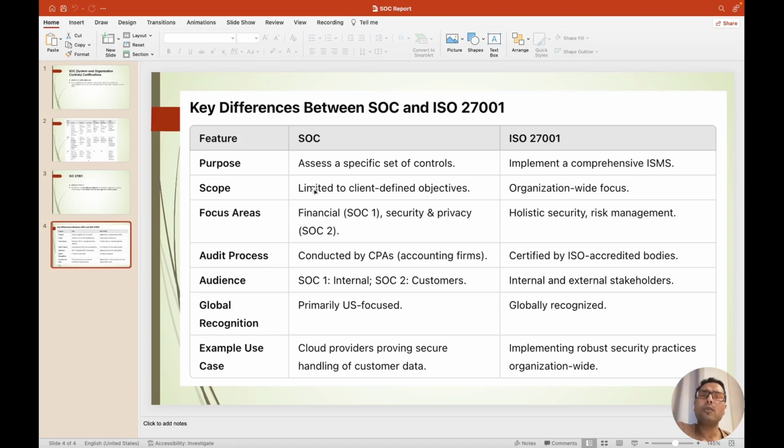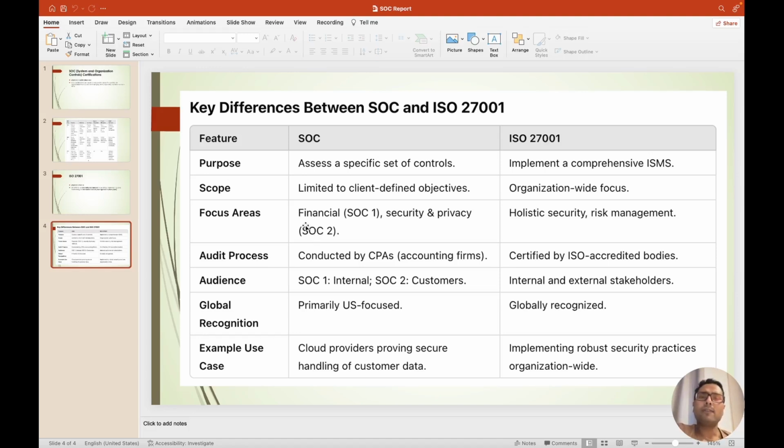Scope is also a client defined objective for SOC. That means the client will tell you what their requirement is. Based on that, you need to show what controls are implemented within your organization. But ISO 27001 focuses on organization wide controls.